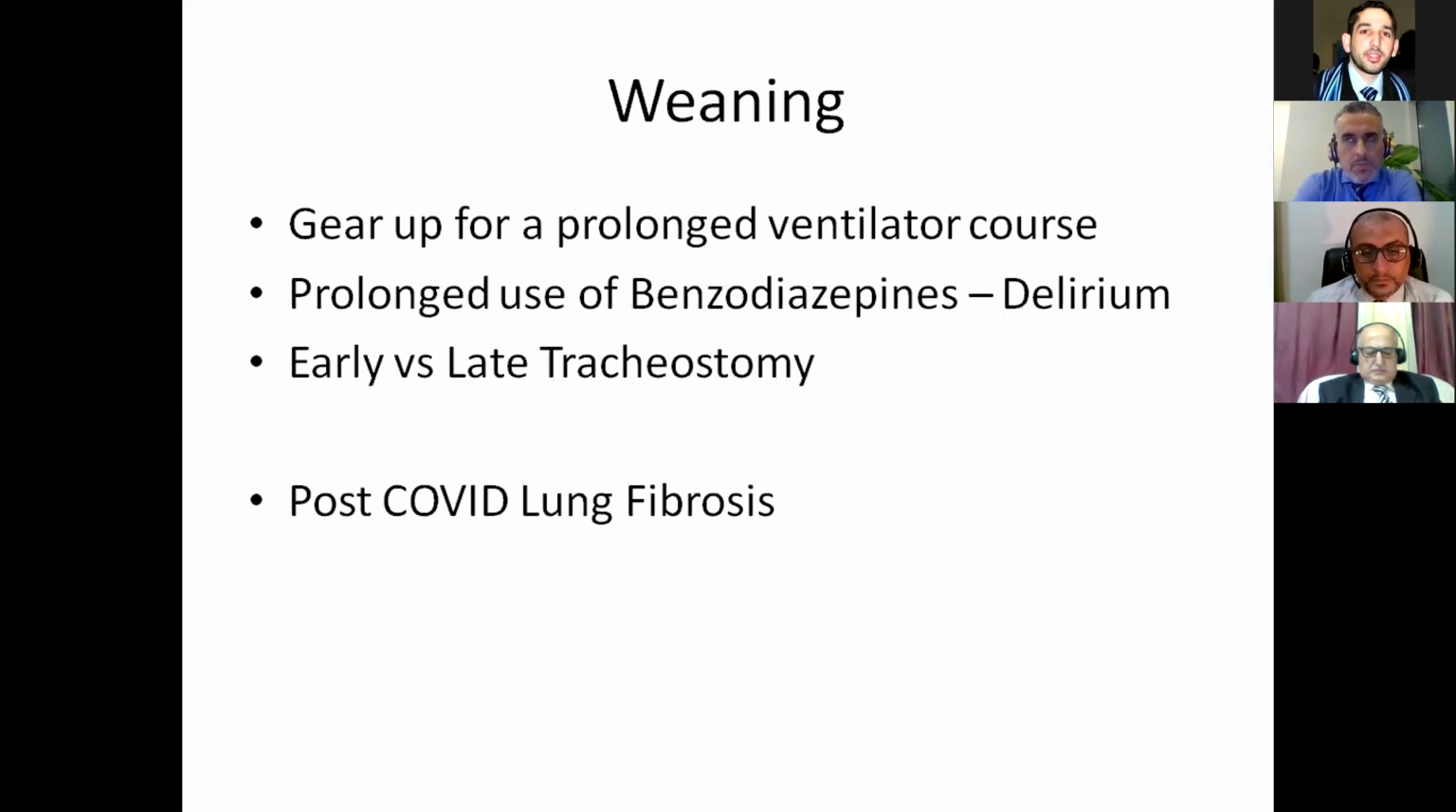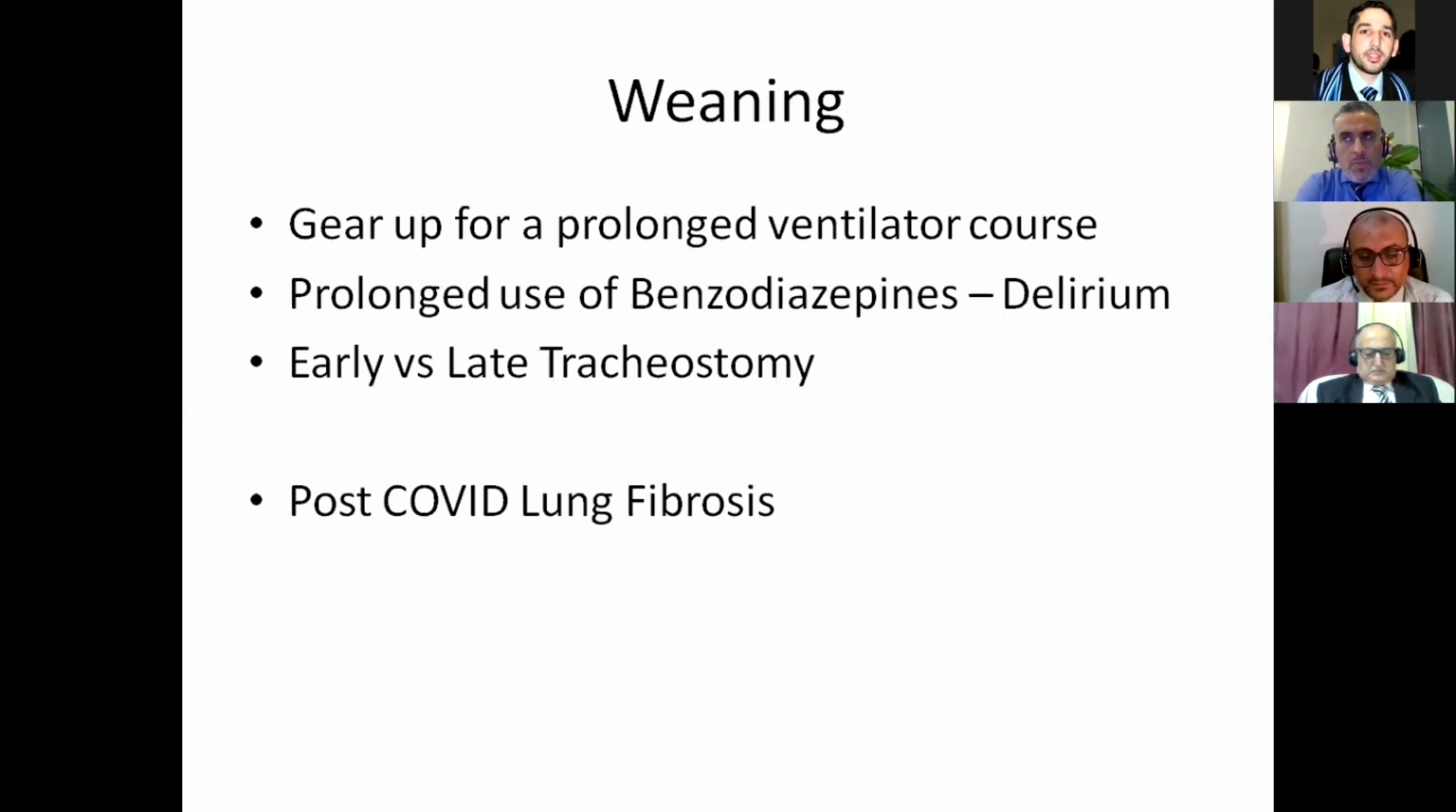We are not sure which are the patients who go in for lung fibrosis, but all the patients who were ventilated, they always had a prolonged course of weaning. To take them off oxygen was very difficult, and more than 50% of them required some form of oxygen when they were discharged from the hospital. So we usually used to send them with oxygen concentrators. They were usually on 2 to 3 liters of oxygen by nasal cannula.